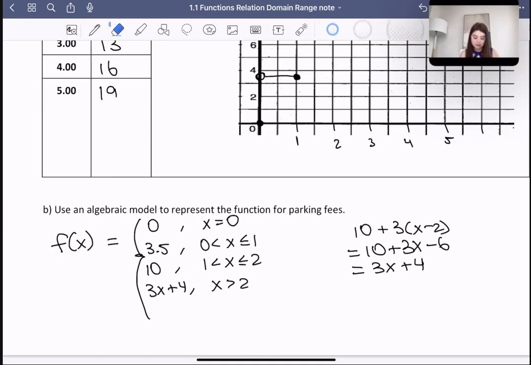So there we go. This models it pretty well. This basically says that if we don't park at all, then we spend $0. If we park for more than 0 hours, but 1 hour or less, so we still do park there, we don't park for no time at all, then it's $3.50. If we park for more than 1 hour, but less than or equal to 2 hours, it's $10. If we park for more than 2 hours, then it's going to be 3 times the number of hours plus 4, which is equivalent to $10 initially as an initial fee, plus an extra $3 for every additional hour past 2 hours. Those are equivalent statements.